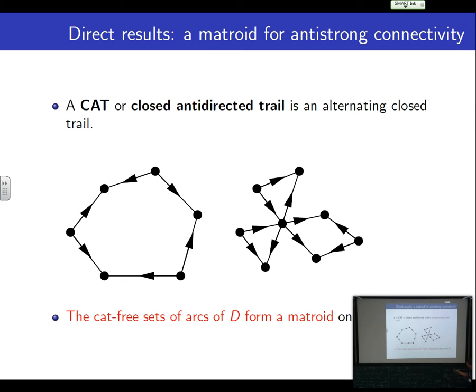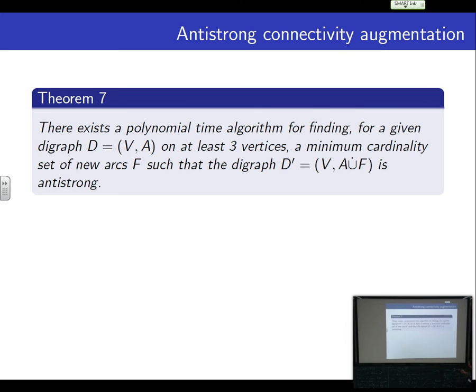And if you study a given digraph and you look at the sets which are CAT-free, so contain none of these, this is exactly a matroid on the arcs of the graph. For the Hungarians, this is an extremely easy remark because they already look at the matroid for the bipartite representation. But this matroid is nice and simple, and I don't have time here, but it can be defined directly on the digraph. It would be equivalent to the matroid in the bipartite representation, but you can define it also on the digraph. You can see it in the paper here.